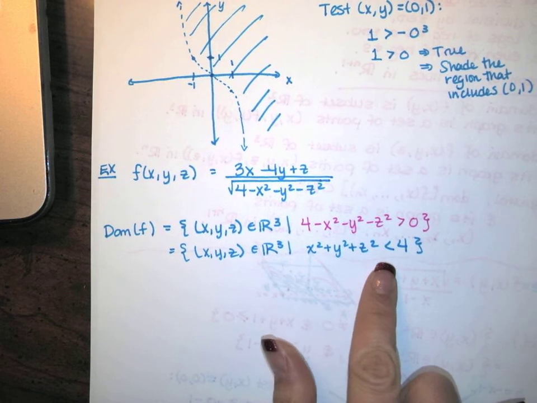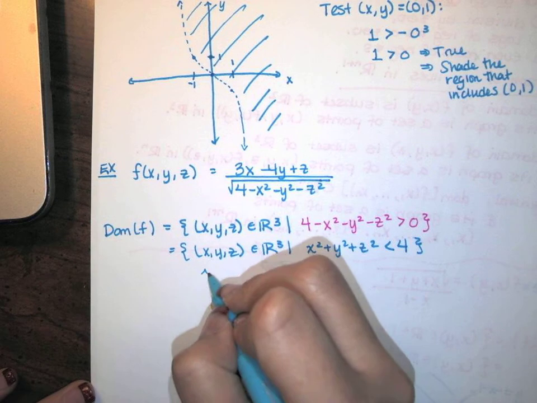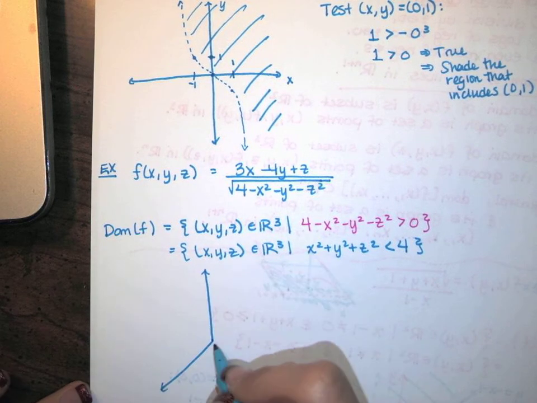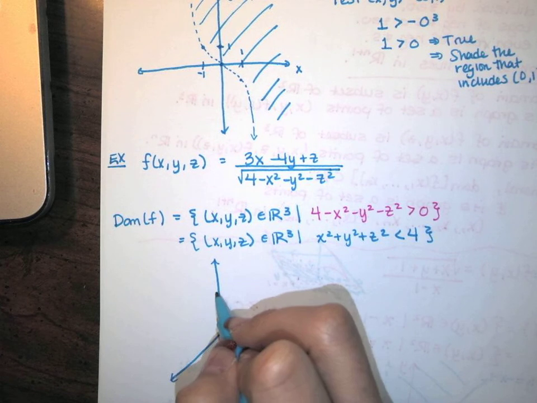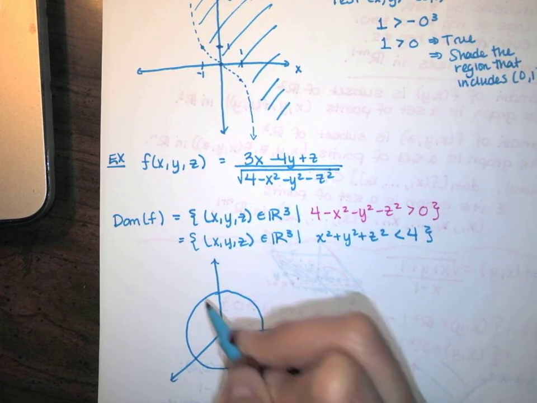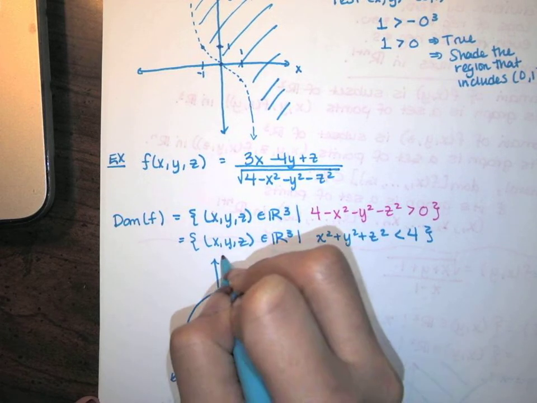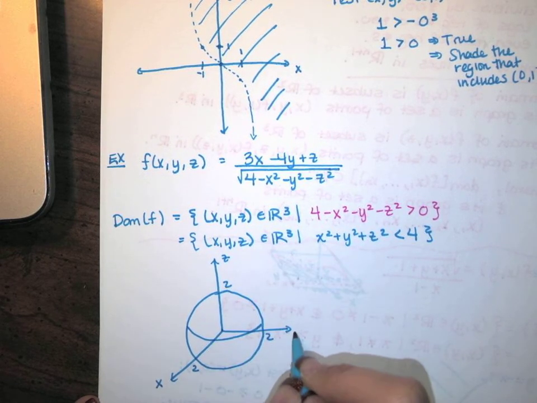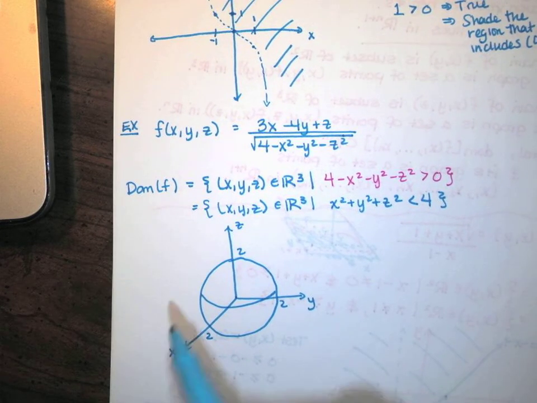Now, if that was equal to 4, I hope you all remember that that is a sphere of radius 2 centered at the origin. Now I can't really draw a dotted sphere, but the sphere itself is not included. That's a surface. It's a 2-dimensional surface. It lives in 3-dimensional space. The question is, is the domain everything inside the sphere or everything outside the sphere?